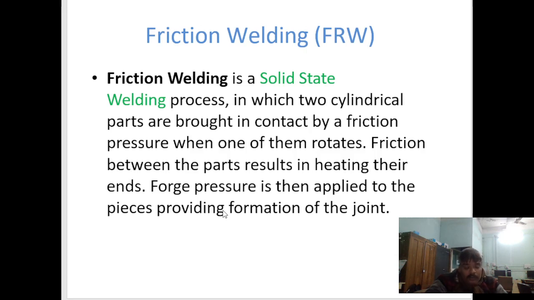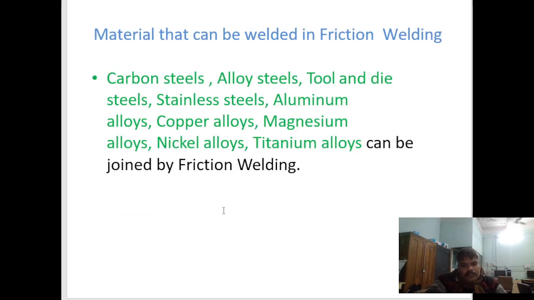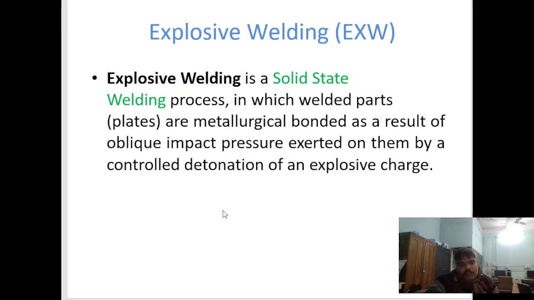When one of them rotates, friction between the parts results in heating therein. Force pressure is then applied to the pieces, providing formation of the joint. Materials that can be welded in friction welding: carbon steel, alloy steel, tool and die steel, stainless steel, aluminum alloy, copper alloy, magnesium alloy, nickel alloy, titanium alloy can be joined by friction welding.